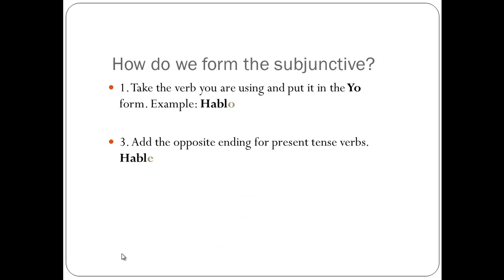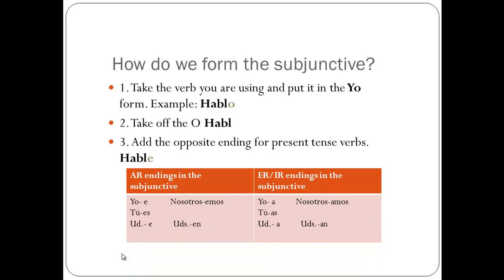So remember how we form the subjunctive. The very first thing that we do is we put the verb in the yo form, present tense. So, for example, the verb hablar, we would say hablo. We take off the o, and then we add the opposite ending for present tense verbs. These are the endings for AR verbs in the subjunctive: e, es, e, emos, en. And for ER and IR verbs in the subjunctive, they are a, as, a, amos, and an. What you're really doing is just switching the endings for the present tense verbs.